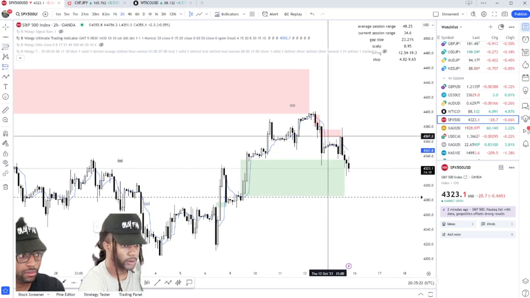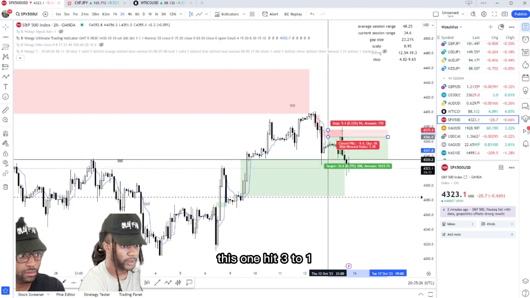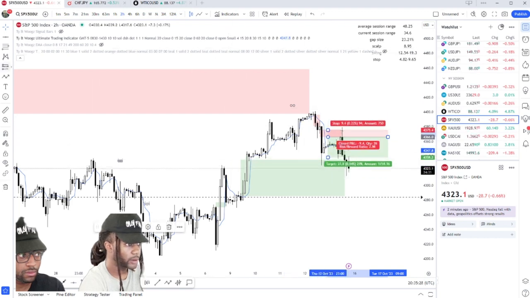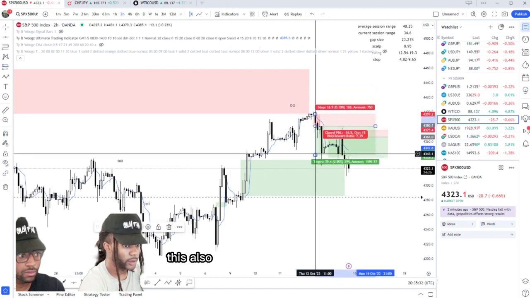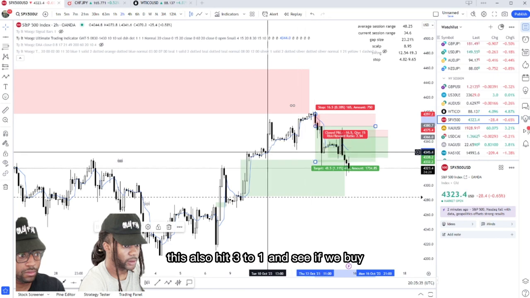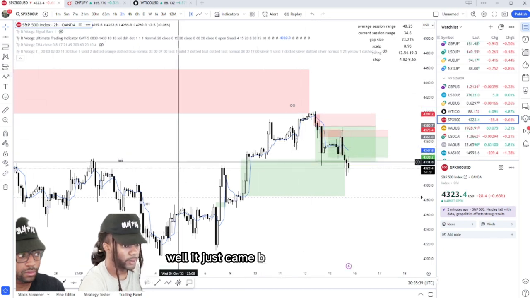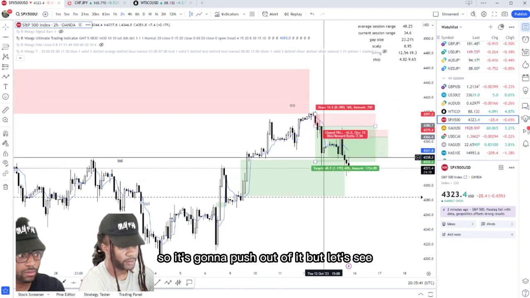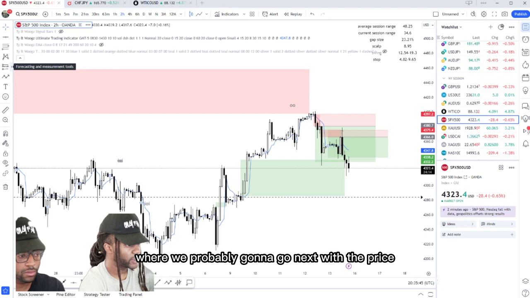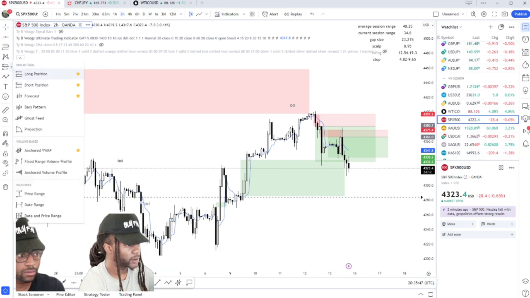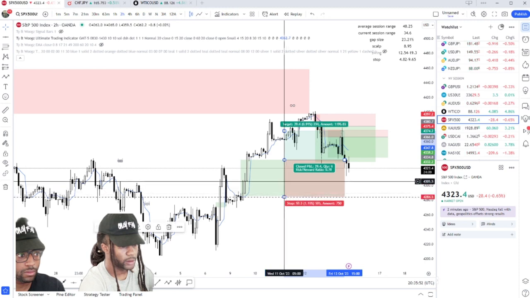Short. This one hit 3 to 1. This short right here. This also hit 3 to 1. And let's see if this buy. Well, it just came back in the buy box, so it's gonna push out of it. But let's see where we probably gonna go next with the price. Huge.